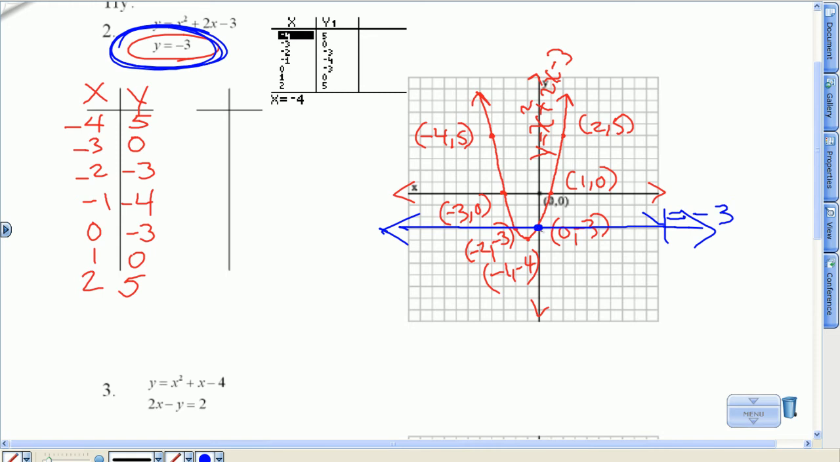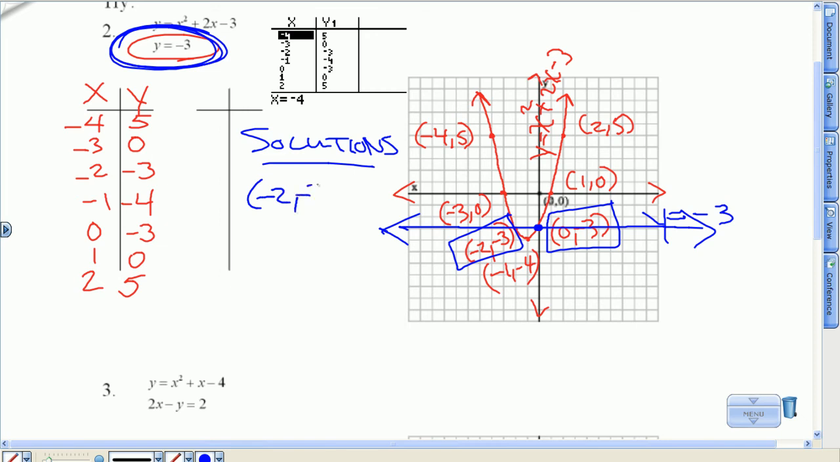Look at the points of intersection. I got 0, negative 3 here, and I have negative 2, negative 3. Okay, so I'm going to write down that those are the solutions. And we are going to write them down, negative 2, negative 3, and 0, negative 3.